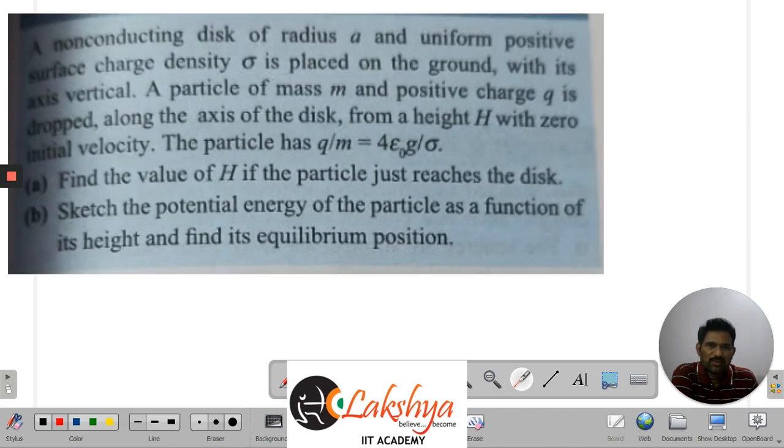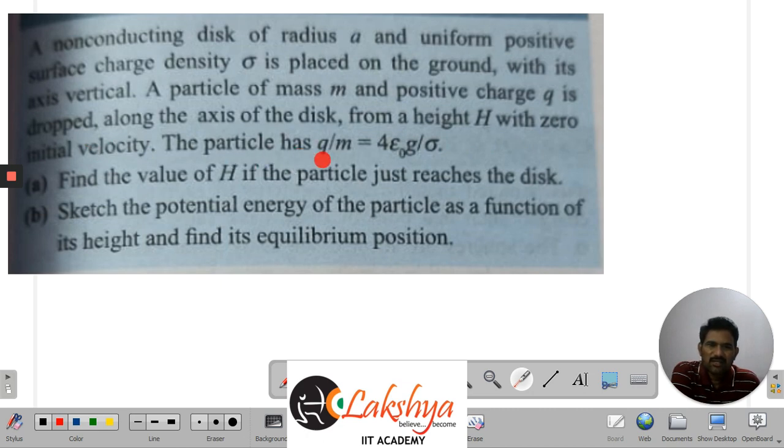And now let us see a question related to a disk. This is a non-conducting disk of radius a and uniform positive charge surface density sigma, placed on the ground with its axis vertical. A particle of mass m and charge q is dropped along the axis of the disk from a height h with zero initial velocity.